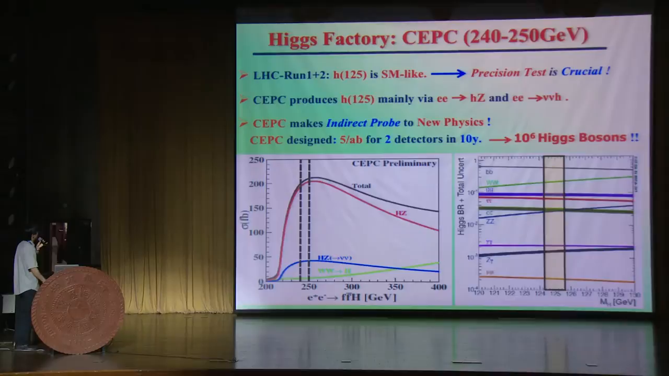This is a simple figure showing that, because we know Run 1 and Run 2 most likely, we already have more than 5 sigma evidence at Run 2 for the 125 GeV Higgs. So it is pretty much standing alone. And that makes the precision test crucial. And the major production channel is similar to LEP 2, so the Higgsstrahlung production. So there is a peak of the cross section around 240 to 250 GeV. So that's why that is the goal for the first phase, phase one.